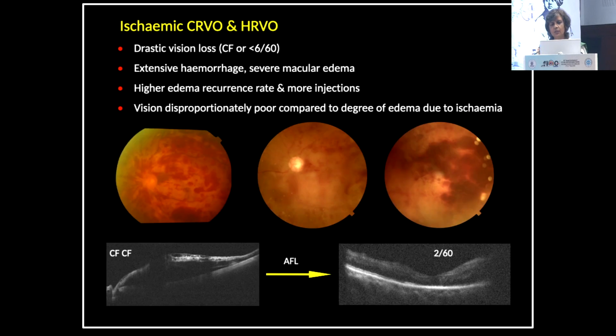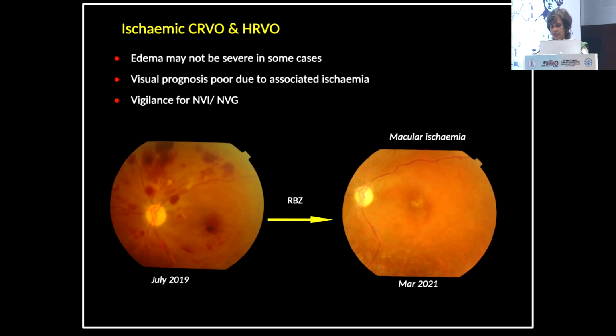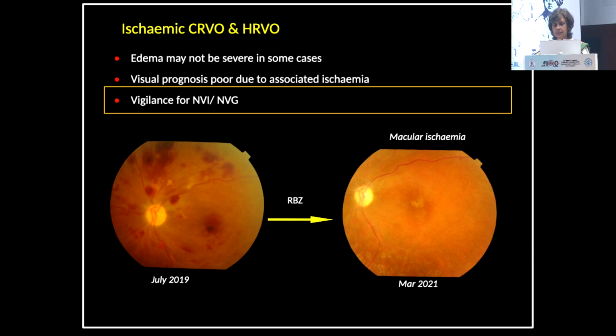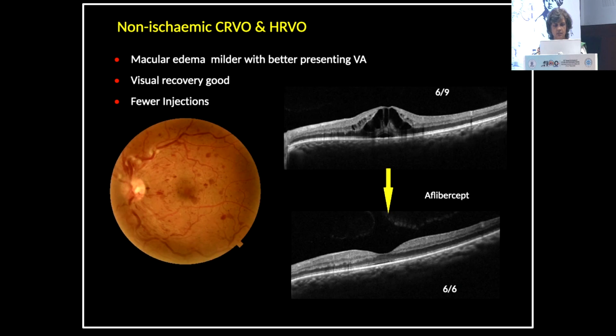Now, ischemic CRVO and HRVO will present as a drastic vision loss, usually close to counting fingers at 3 meters or 6 meters, not better. Extensive hemorrhages, severe macular edema, higher rate of macular edema recurrence requires more injections. And sometimes there is not even much edema, but the vision is poor because of the severe ischemia. And most importantly, these eyes need vigilance for development of neovascularization of the iris and NVG, which is a very devastating condition. In contrast, non-ischemic CRVO and HRVO do not have such a poor presenting vision. Visual recovery is good and they need fewer injections.